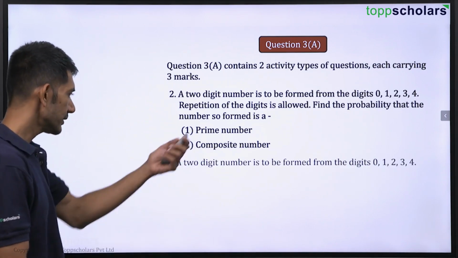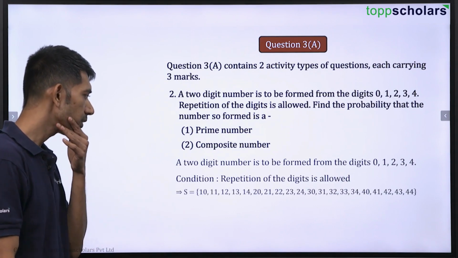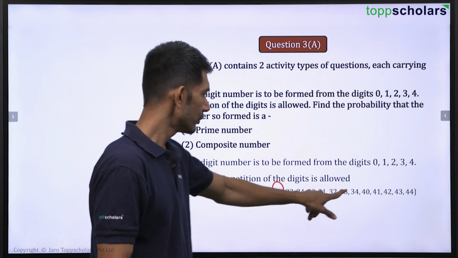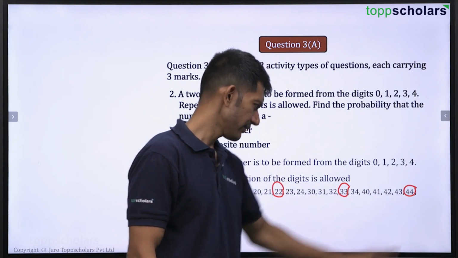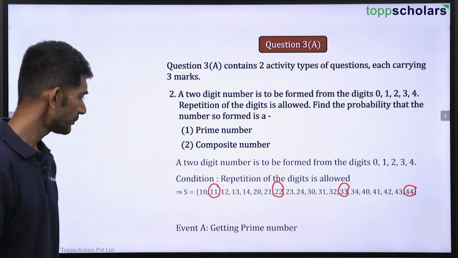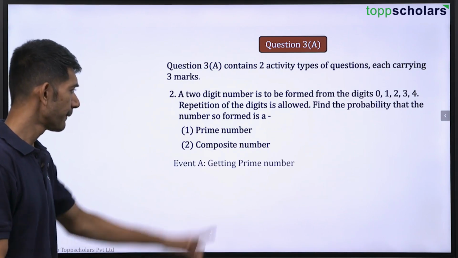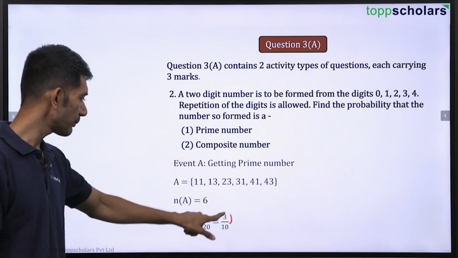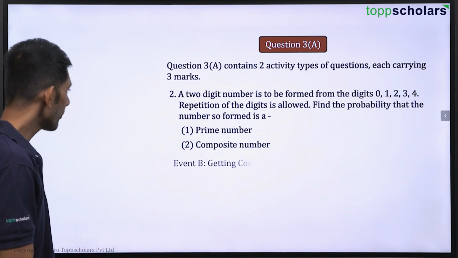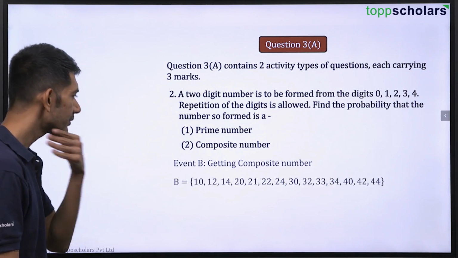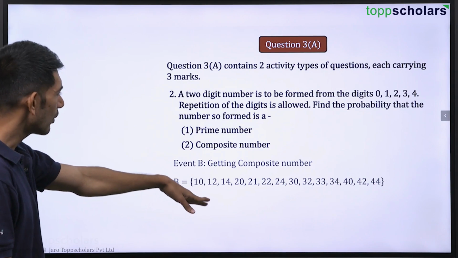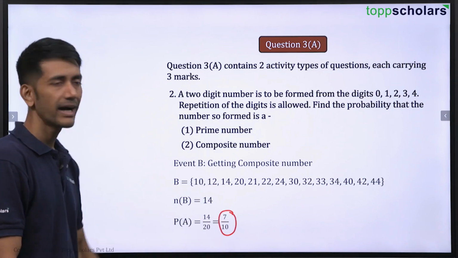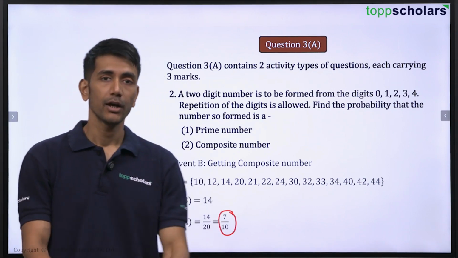Very easy question. So if you see the solution to this, repetition is allowed. So this section was very important. 11, 22, 33, 44. Rest you know. N of s is 20, prime number 6, probability 6 by 20, 3 by 10. This was the box. And then composite number, if you see, you had this, and then obviously in that you counted again 14. Again they asked you this part, you divided by 2 here, and 7 by 10 is the final answer. I hope this is clear to all of you.